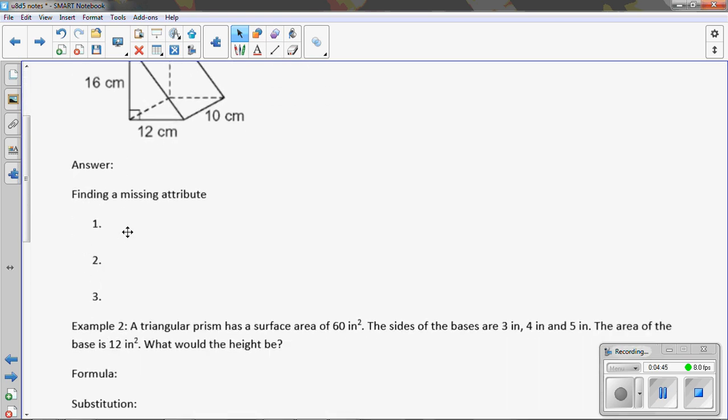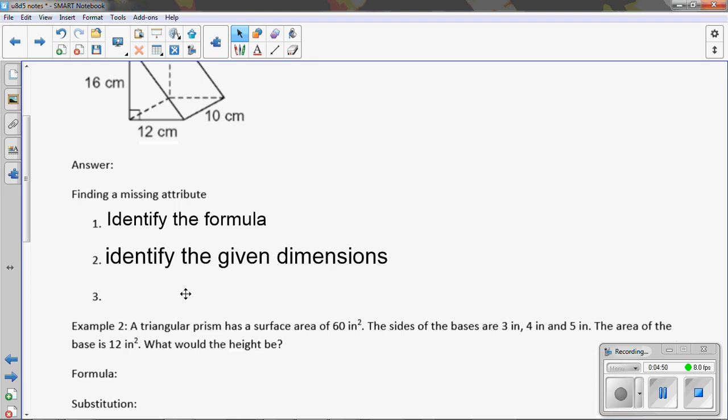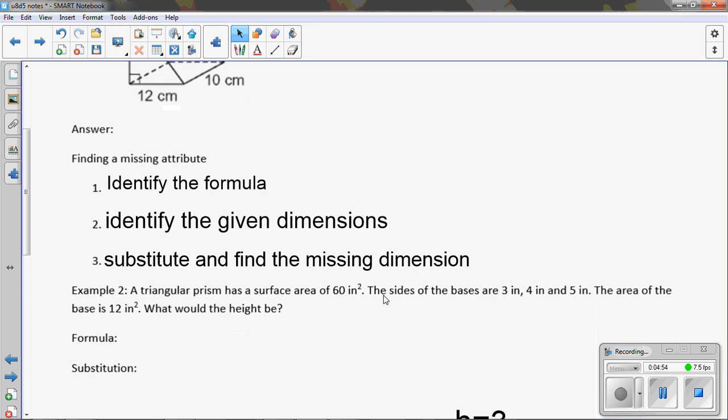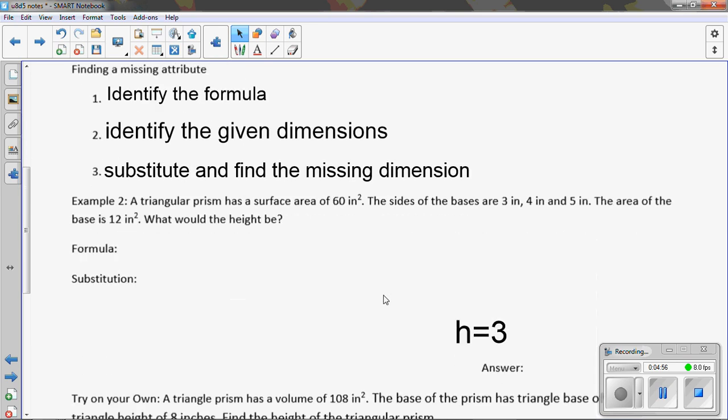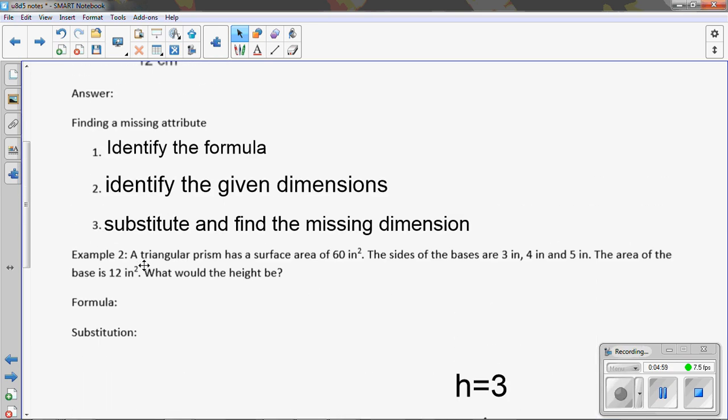Finding the missing attribute, we go ahead and identify the formula, identify the given dimensions, and then substitute it in to find the missing one. Okay? So this one, look at that. The triangular prism has a surface area of 60 inches, so they're talking about surface area, so that's my formula. The sides of the bases are 3, 4, and 5, so that's the side of the triangle for the triangular prism. The area of the base is 12.